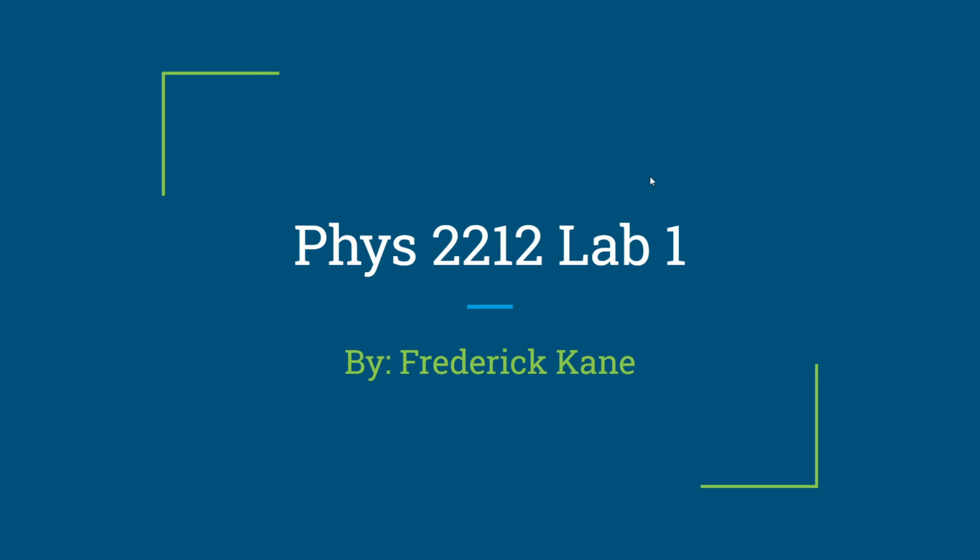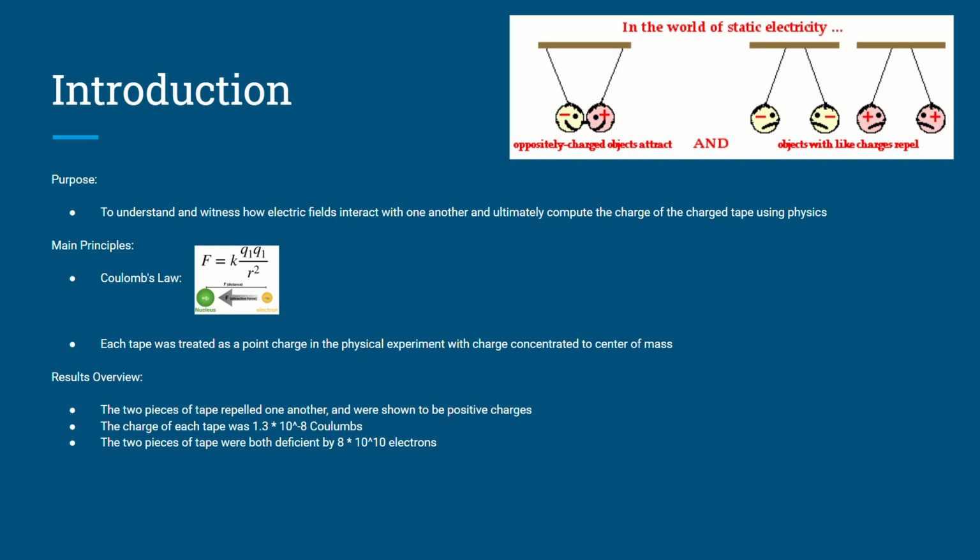This is my Physics 2 Lab 1, the charged tape experiment. Now, the purpose of this lab experiment was to understand and see how electric fields in the real world interact with one another, specifically in the concept of a charged tape, and ultimately attempt to compute the charge of a singular piece of tape in this experiment and determine the signs of an object. We did this using physical equations and some of the main principles listed below.